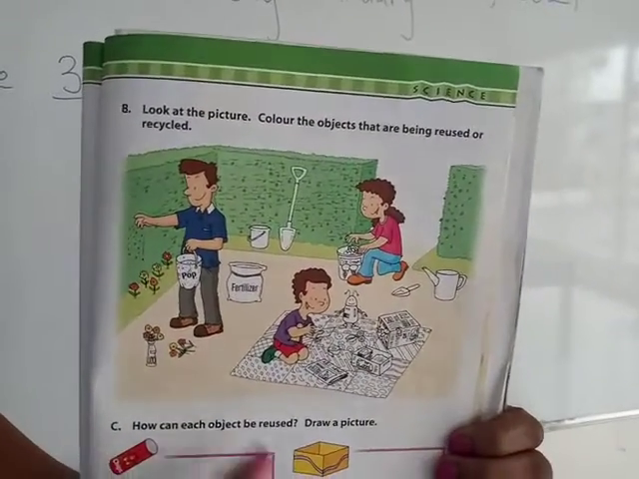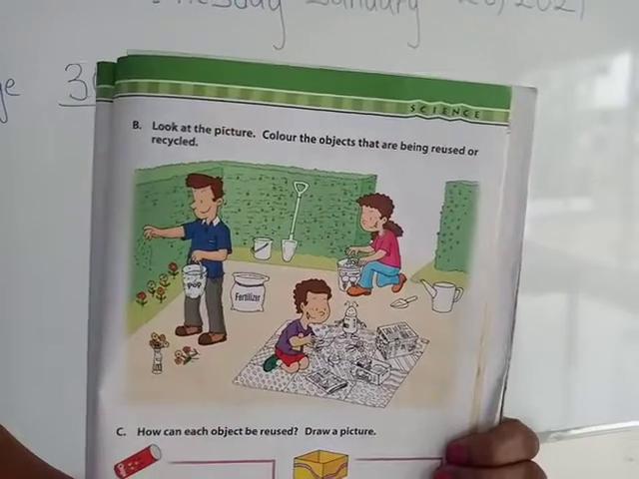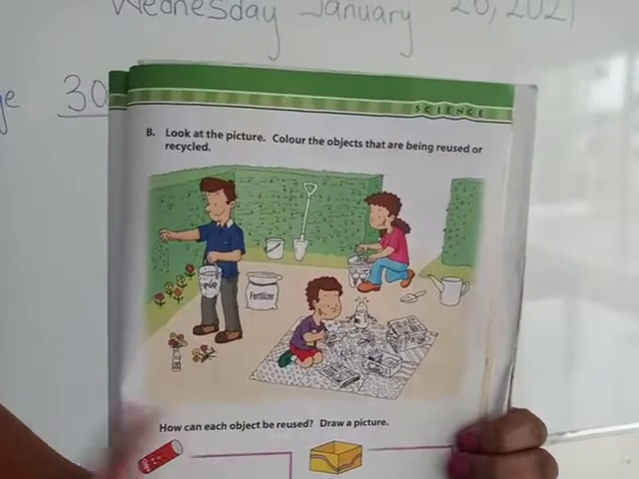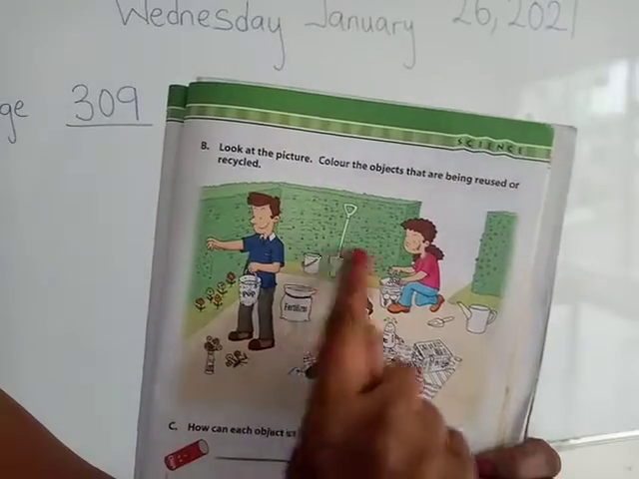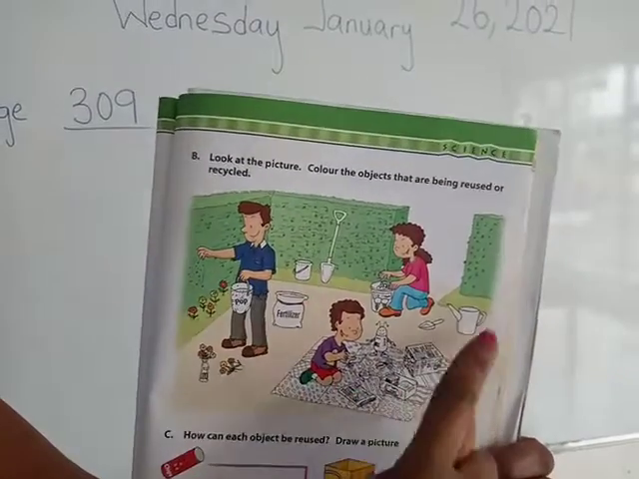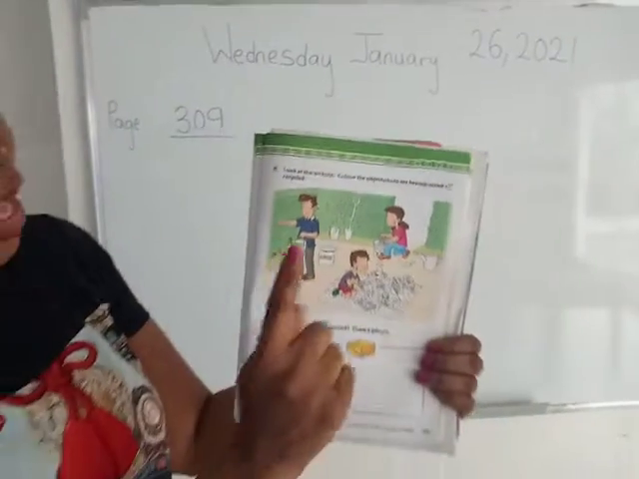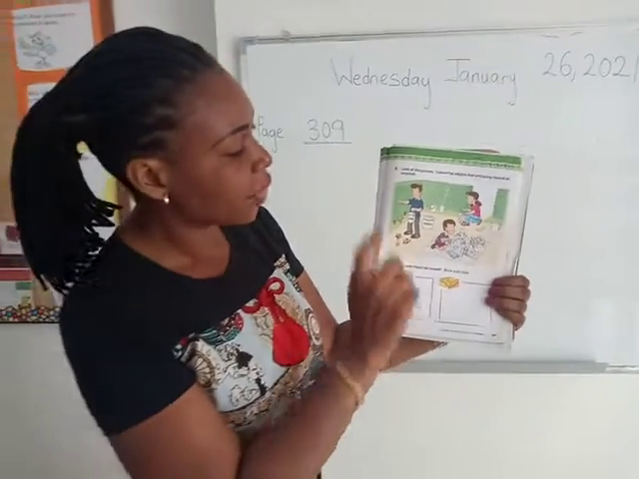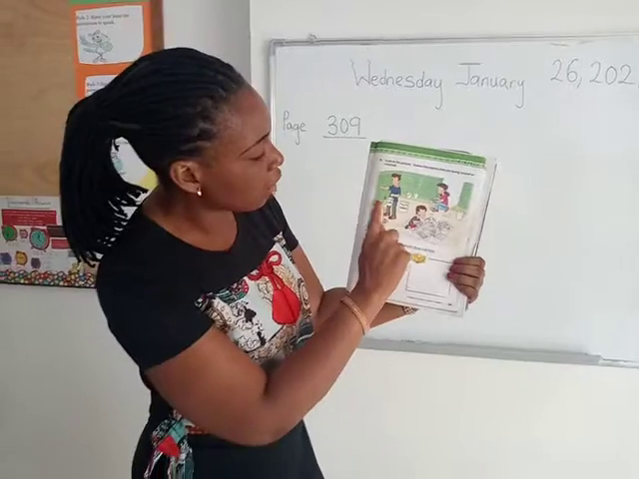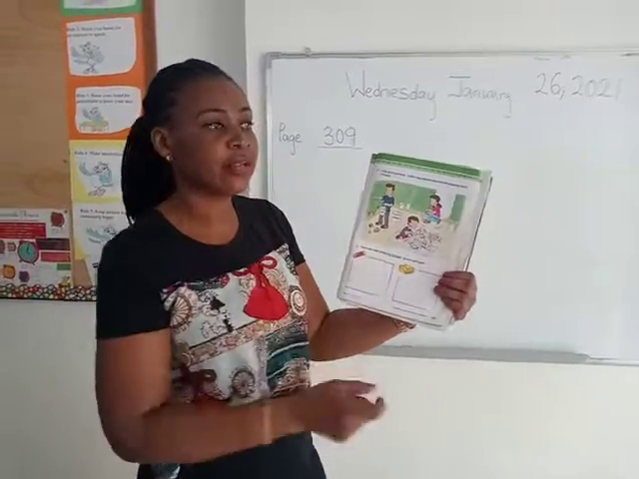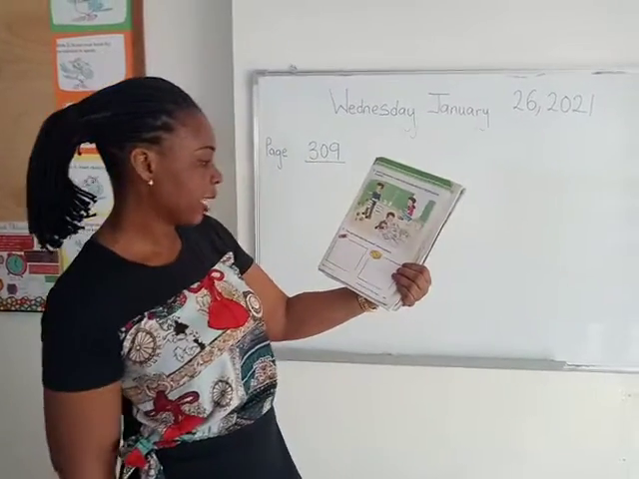You only have to color the objects that can be reused or recycled. Now take note, not all objects here can be reused or recycled. There are some of them that you cannot reuse for another purpose, and some that you cannot recycle. So you only have to take note of the ones that you can reuse and recycle, and you color them for me, okay?